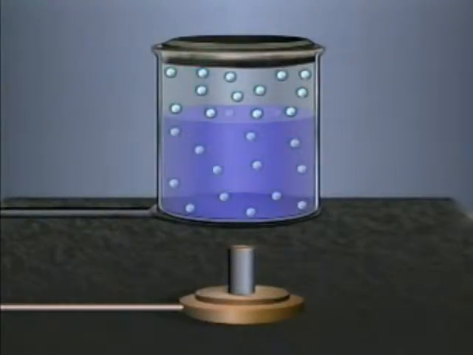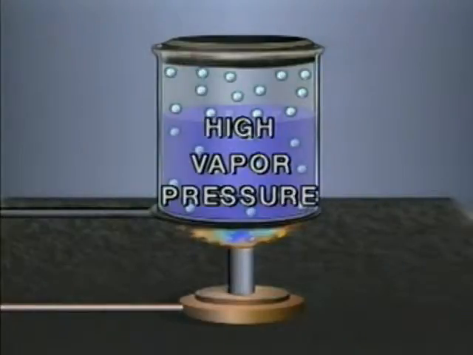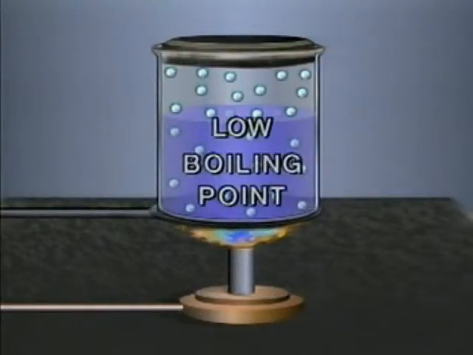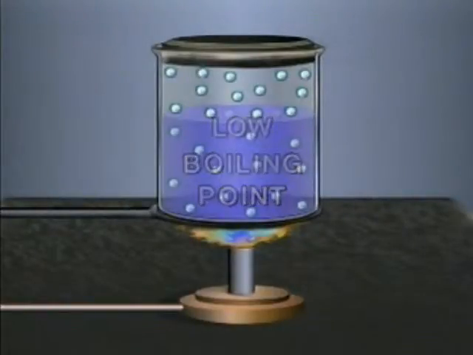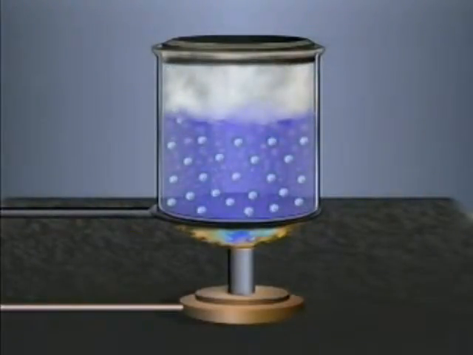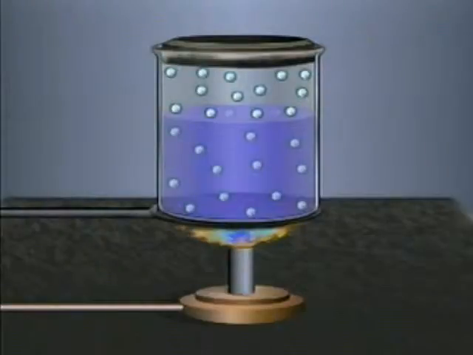A liquid's vapor pressure indicates how rapidly the liquid will vaporize at a given temperature. For example, a low vapor pressure indicates that a liquid produces a small amount of vapor at a certain temperature. A liquid with a high vapor pressure has a low boiling point. Vaporization occurs at a low temperature, so the liquid does not require much heat to begin boiling. On the other hand, a liquid with a low vapor pressure has a high boiling point.